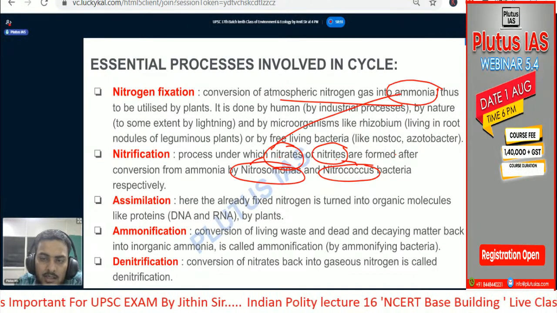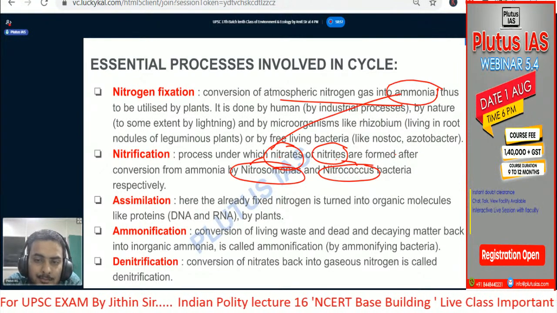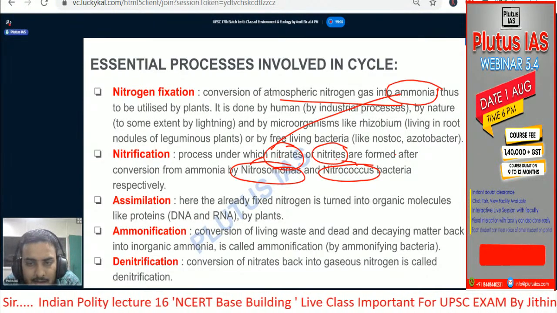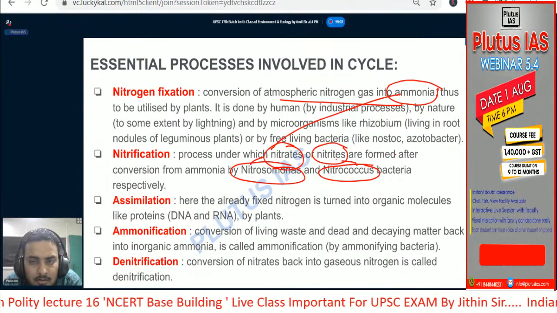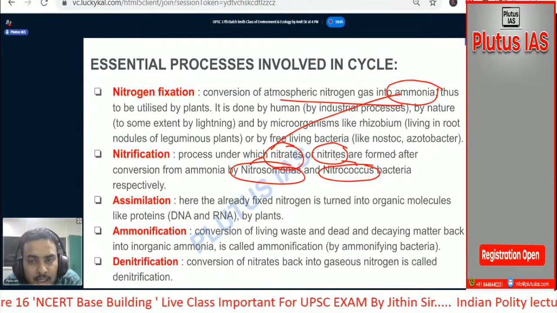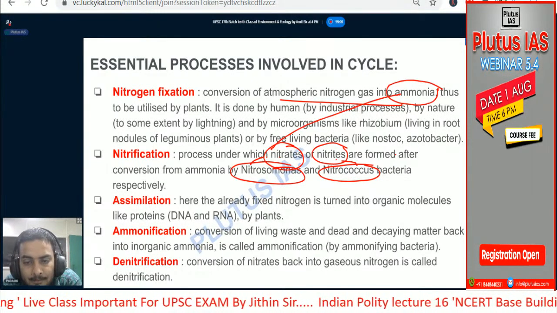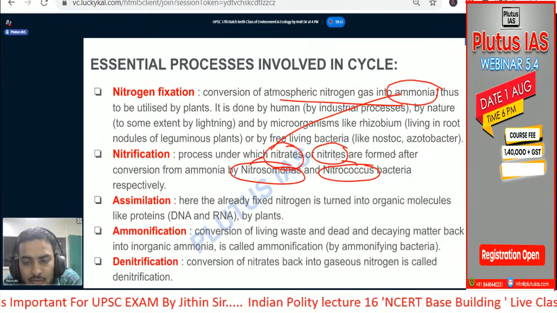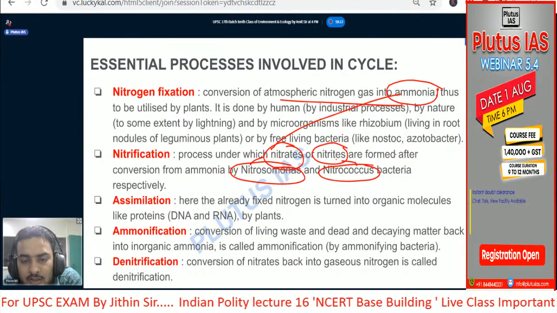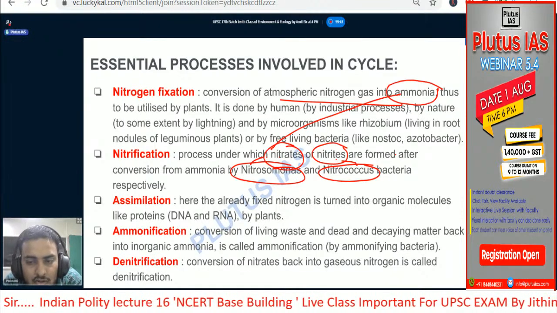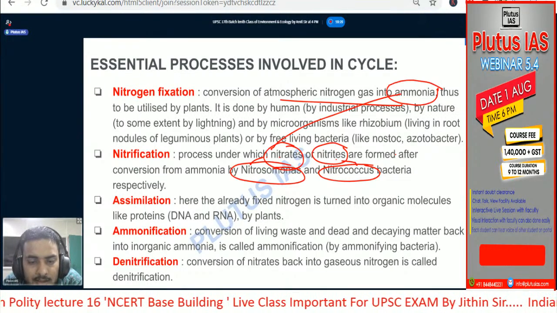So write a heading, nitrification, and write simply: the conversion of ammonia into nitrates and nitrites by nitrosomonas and nitrococcus bacteria respectively.